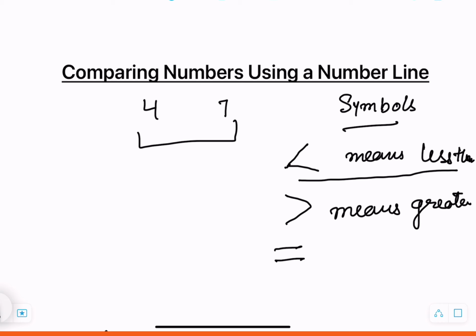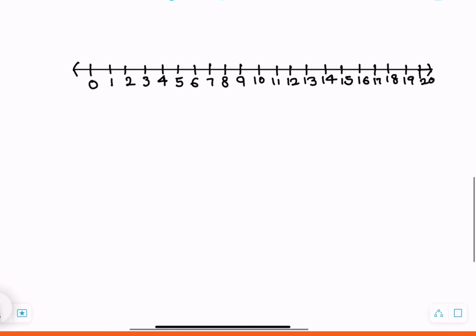When both numbers are equal, that means equals. This is an equals to sign. The number is always on the open side. The tool we are going to use to compare the numbers is the number line.